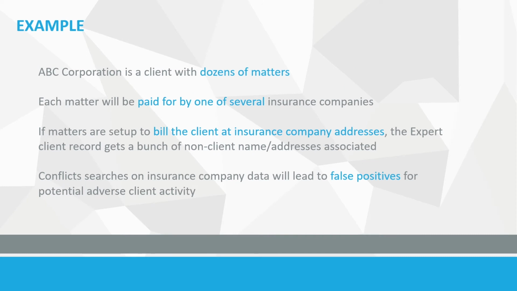Now here's an example. ABC Corporation is dealing with litigation where each matter's bill will be paid by one or more of several insurance companies. During setup, if you associate payer address for the insurance company with the client through a bill group, Expert will link that payer name and address to the client as a party. Future conflict searches will likely lead to an increase in false positives due to non-adverse hits. With more hits to review, the intake process inevitably slows down.